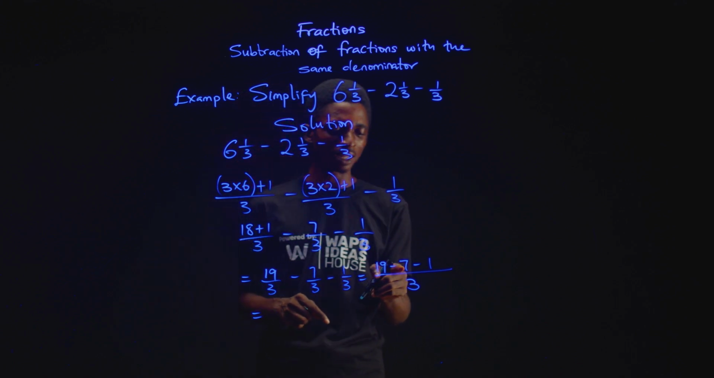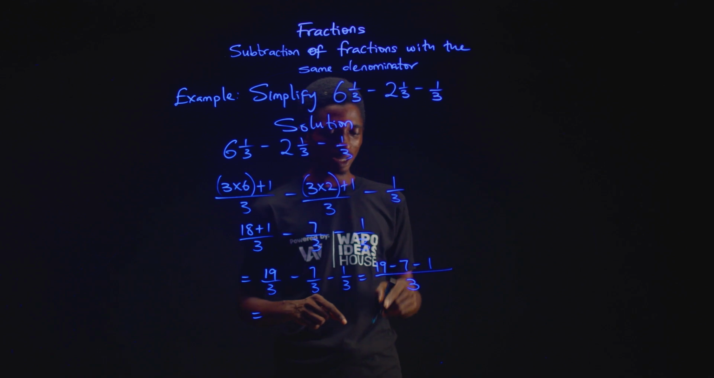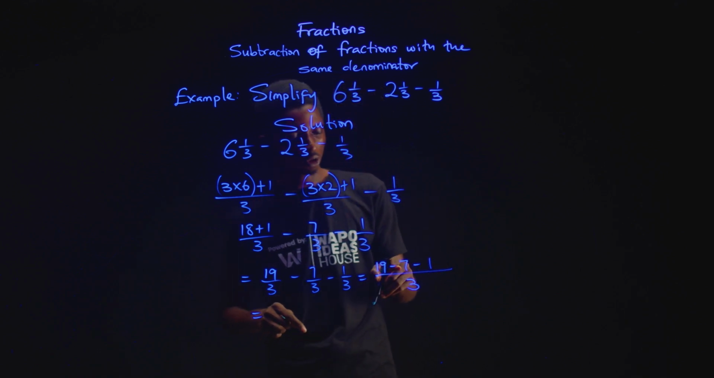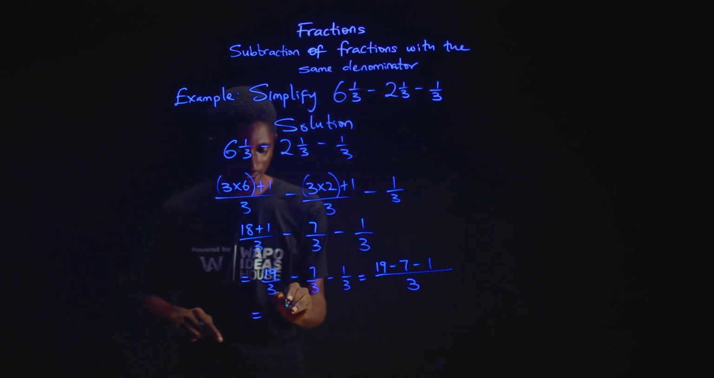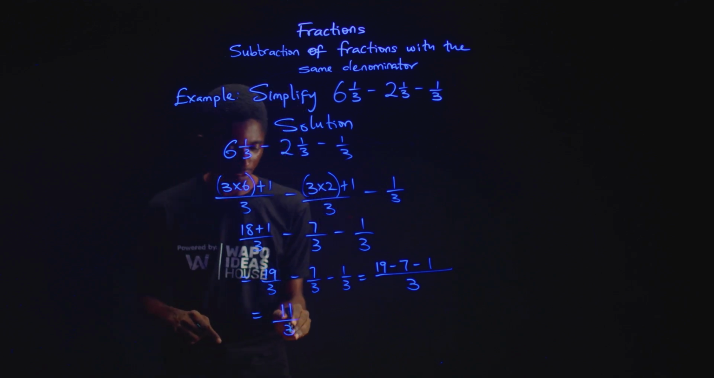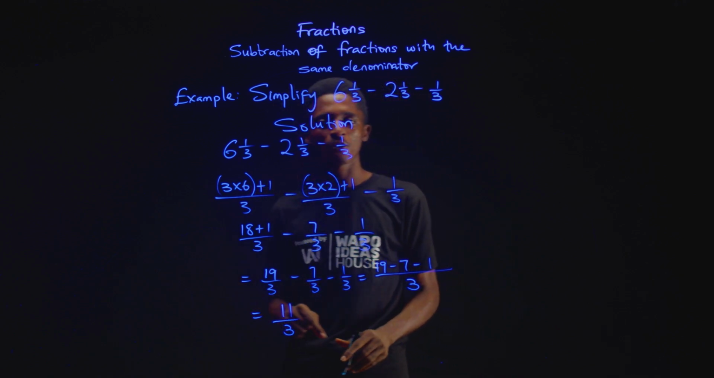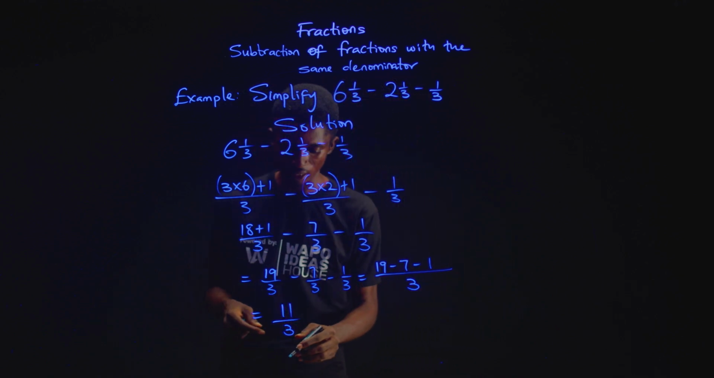Now, 19 minus 7, that is 12. 12 minus 1, that is 11 over 3. Remember, do not leave your answer as an improper fraction. You have to convert it into mixed fraction.